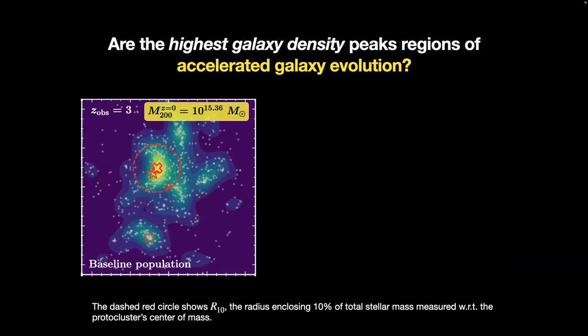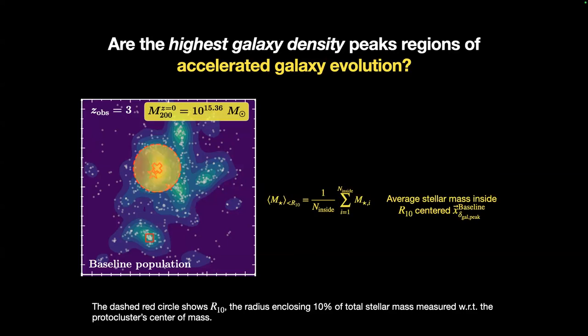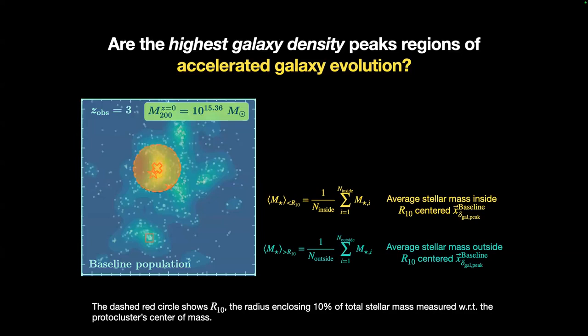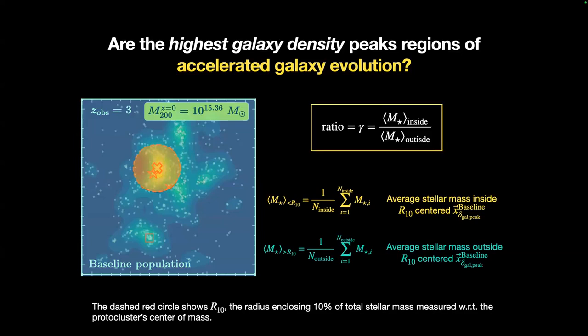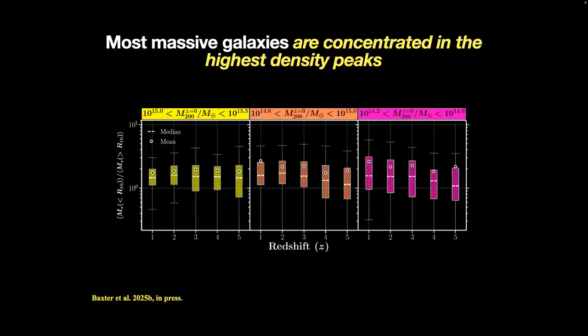Okay, that was the first question. The second question is, are the highest galaxy density peaks regions of accelerated galaxy evolution? The way that we are quantifying this, here's again a protocluster at redshift 3, and here's R10 centered on the highest galaxy density peak. We take the ratio of the average stellar mass within R10 to the average stellar mass outside of R10. So is the average stellar mass elevated in the core compared to the rest of the protocluster?